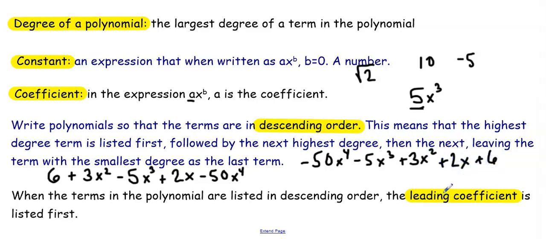When the terms of a polynomial are listed in descending order, the leading coefficient is listed first. So for this polynomial example, -50 is the leading coefficient. All right, let's start adding polynomials.